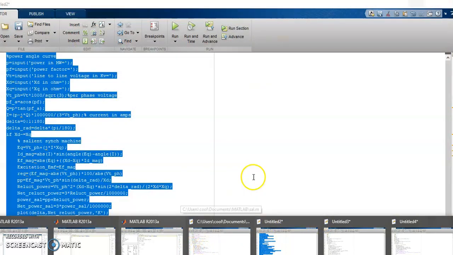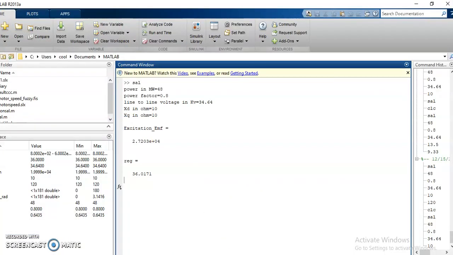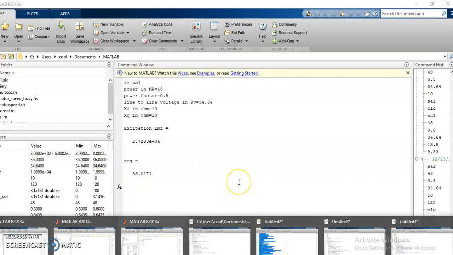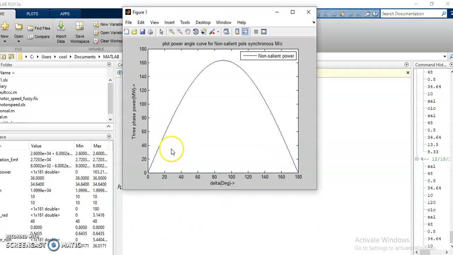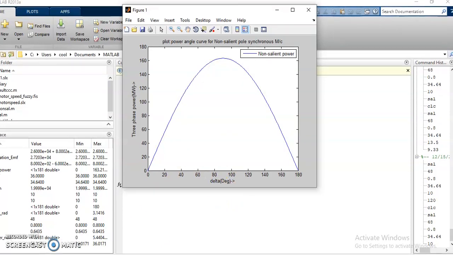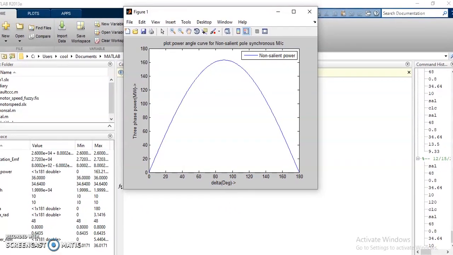Okay, so let us have a look at this. Once we execute this, it will display the waveforms. Just wait for a while. Now it is displaying the waveform. Only one graph we are getting, for non-salient. This is the legend, this is the title, this is the y-axis, this is the x-axis. This is for the non-salient pole synchronous motor.